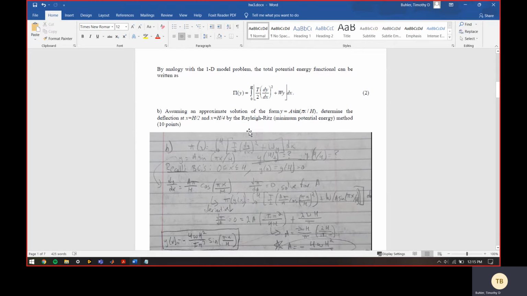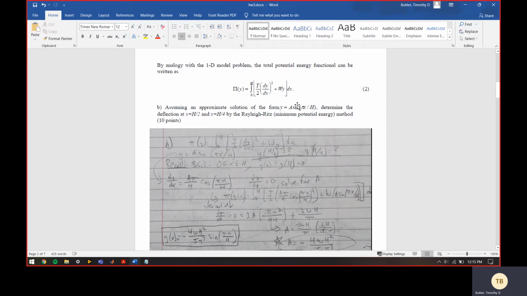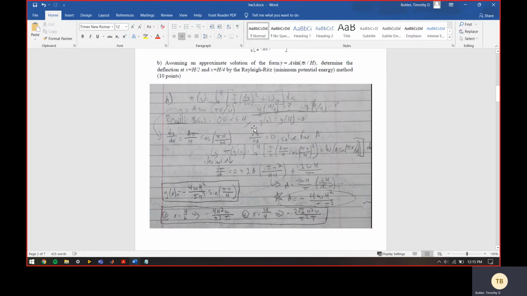Moving on, part B, pretty similar. We're going to be taking the sinusoidal approximate solution, which should be pretty good, and then looking at H2 and H4. And then we are going to recall our BCs here, and we're going to use those later for sure.